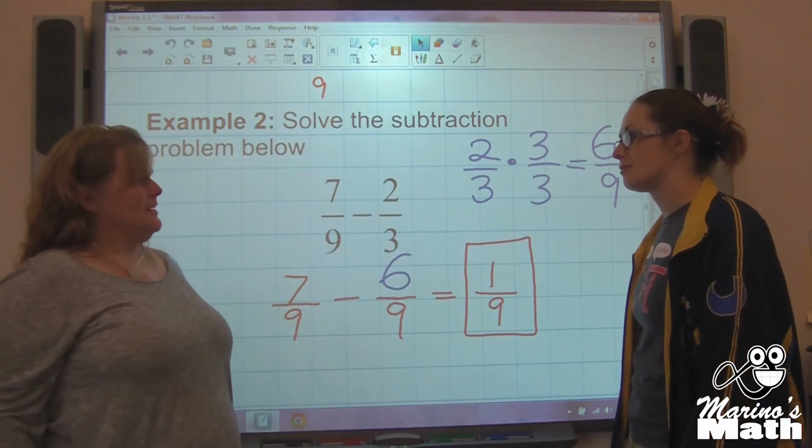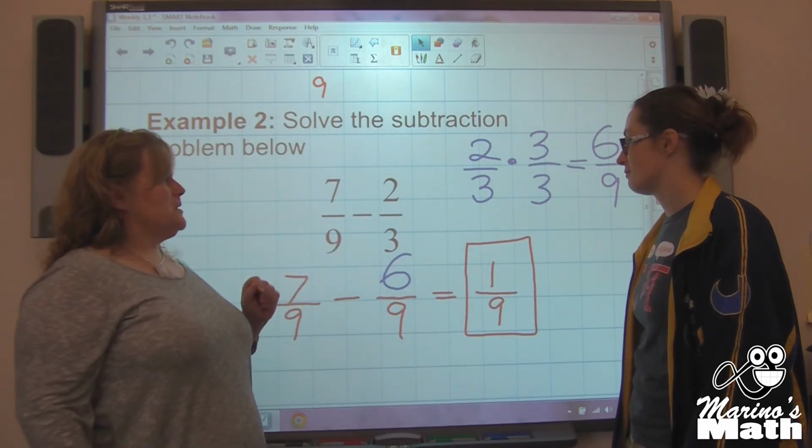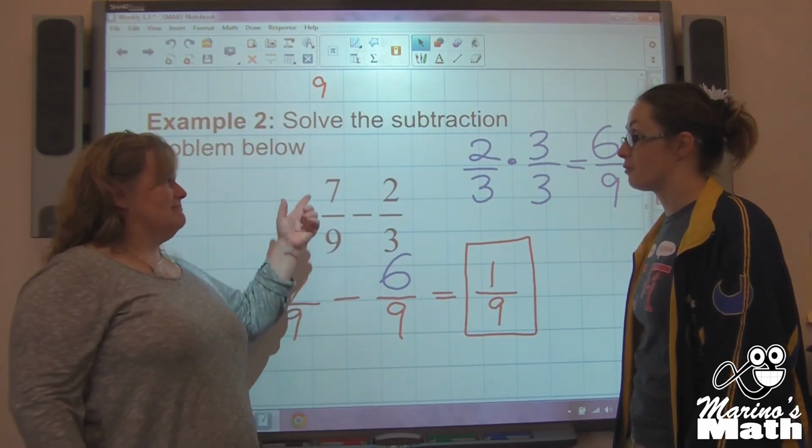That one was way easy. That one was really easy. Well, we only had to multiply one fraction by a unit fraction. That really helped.